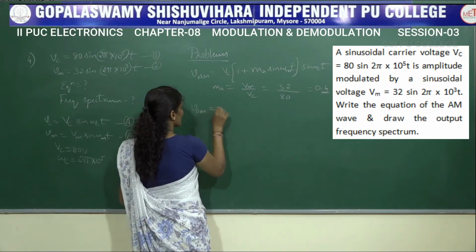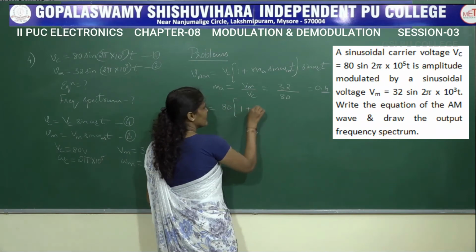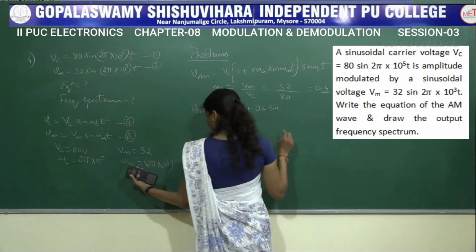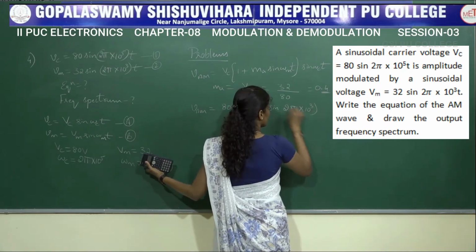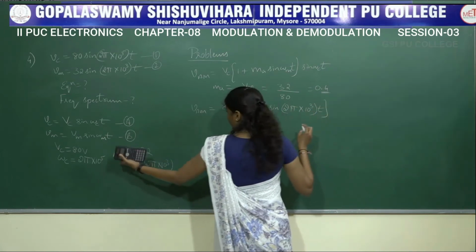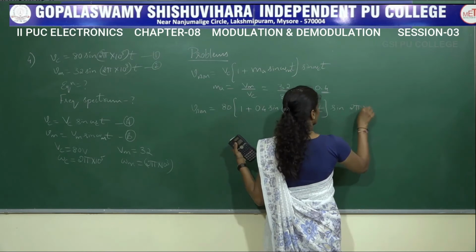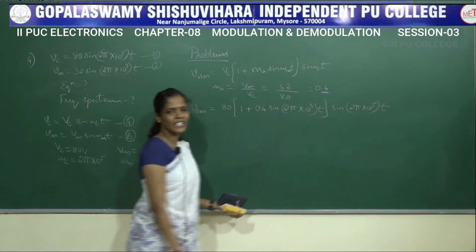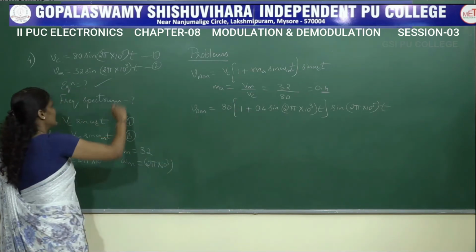So Vam equals 80 of 1 plus 0.4 sin 2 pi into 10 to the power of 3t, into sin 2 pi into 10 to the power of 5t. This itself is the equation of an amplitude modulated wave. So, we are done with this.